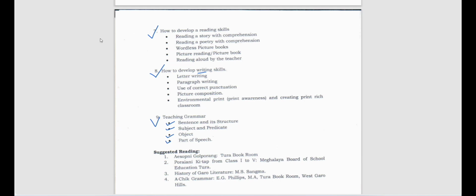So all these are known as the parts of speech. Parts of speech play a very crucial role in language or grammar learning, right? So we have to take care of that.